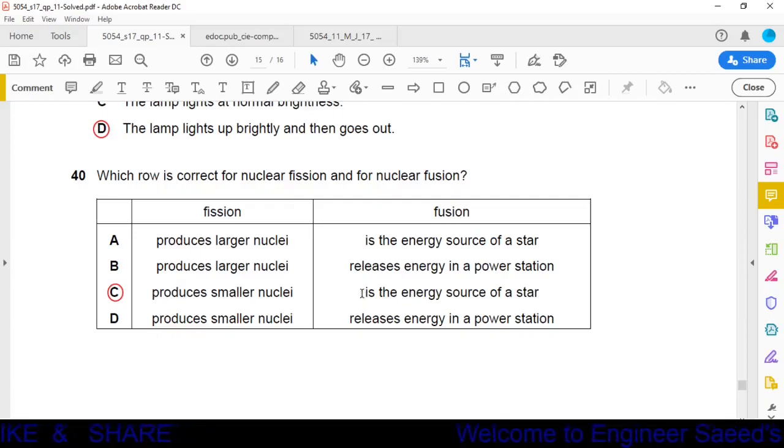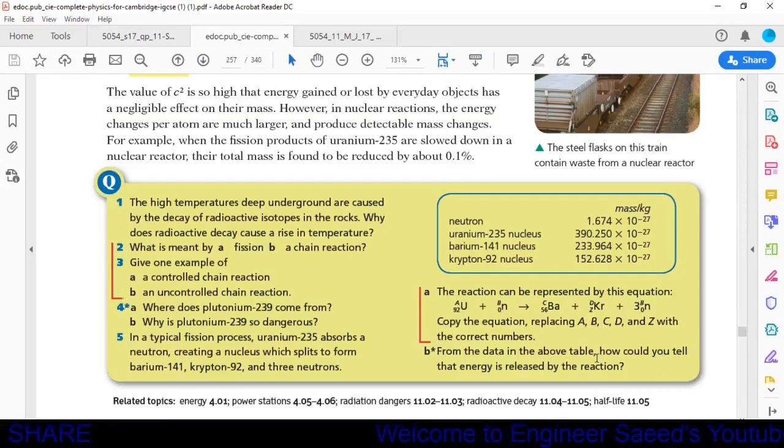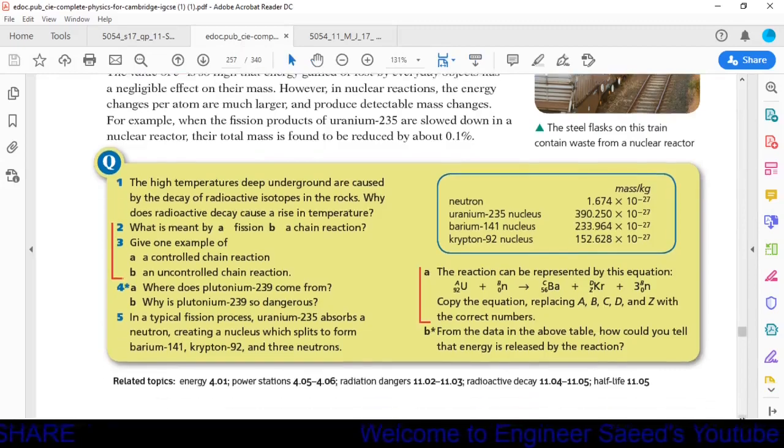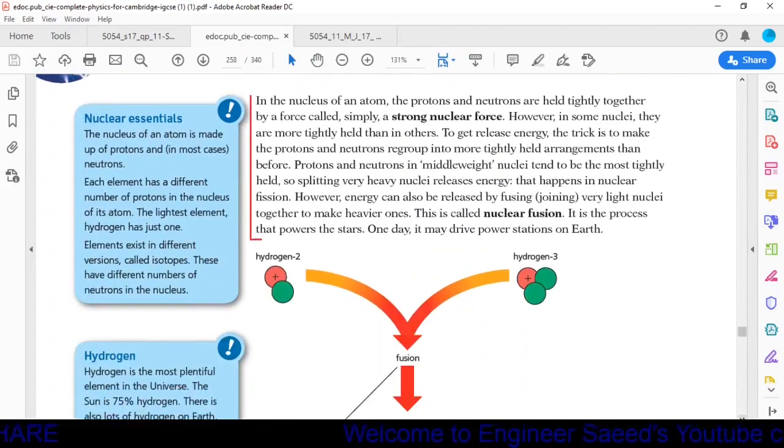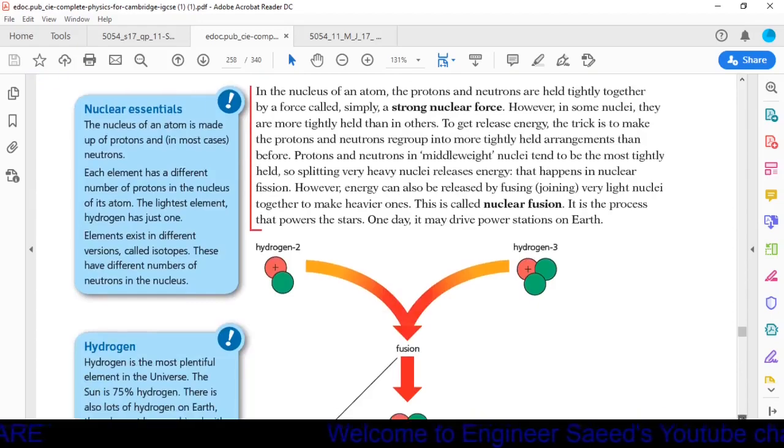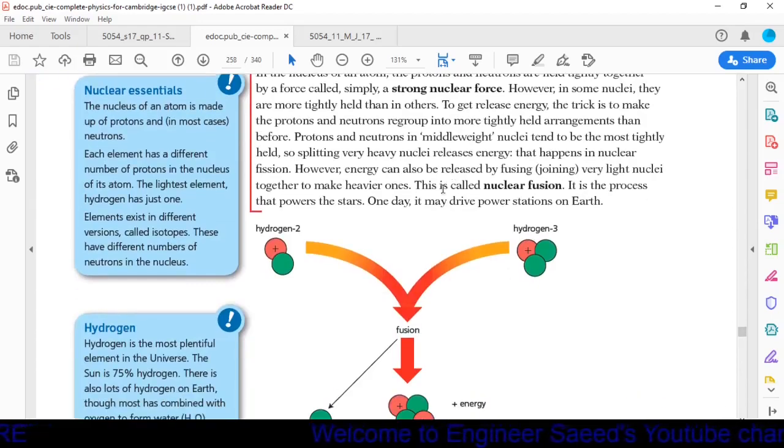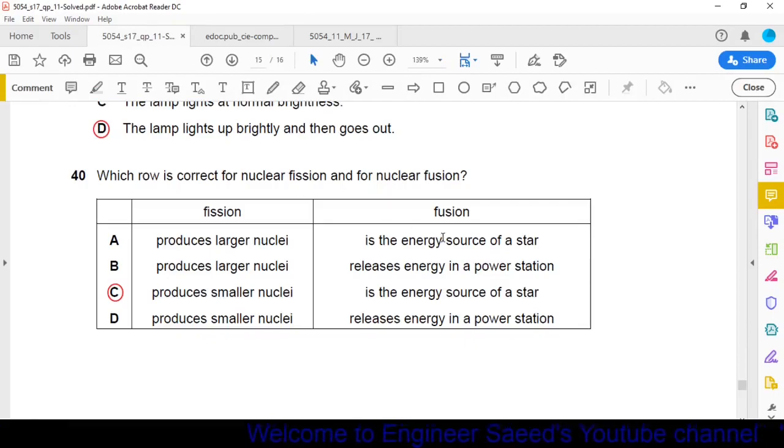In option C it is given that fusion is the energy source of stars. Yes, it is the correct one. Fusion is the main energy source of stars. Okay, we will check this one. It is called nuclear fusion and it is the process that powers the stars. So in stars, the main source is fusion. So option C is the correct one.